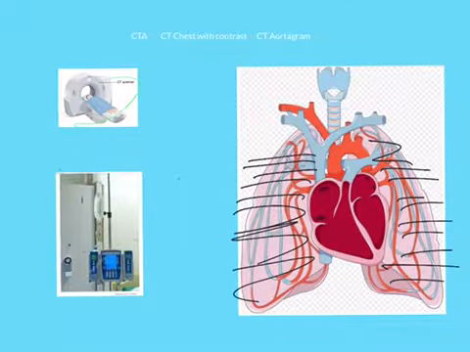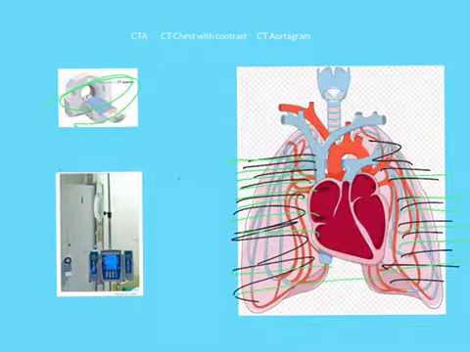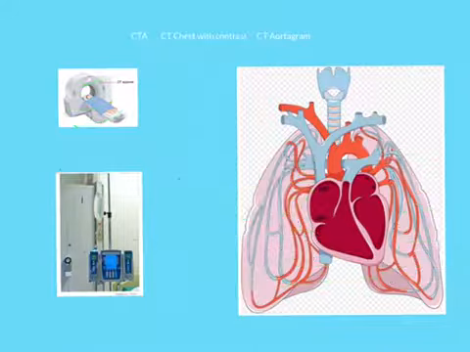When the bolus lives in here, you fire up your CAT scanner over here, and that is the area you're interested in. You fire it up over here. That's a CT of the chest with contrast.